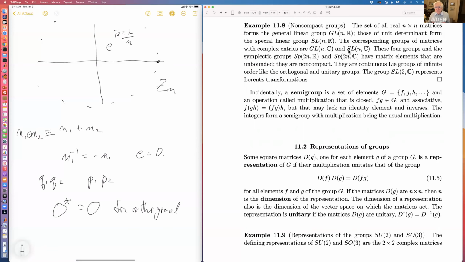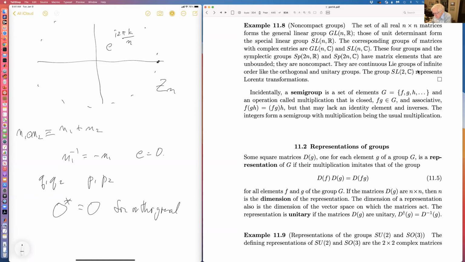And these groups and the symplectic groups have matrix elements that are unbounded. They're non-compact. They're continuous Lie groups of infinite order, like the orthogonal and unitary groups. And curiously, SL(2,C) represents Lorentz transformations. In fact, that's how Lorentz transformations of two-component spinors transform. And in fact, there are two ways in which you can represent the Lorentz group by SL(2,C).